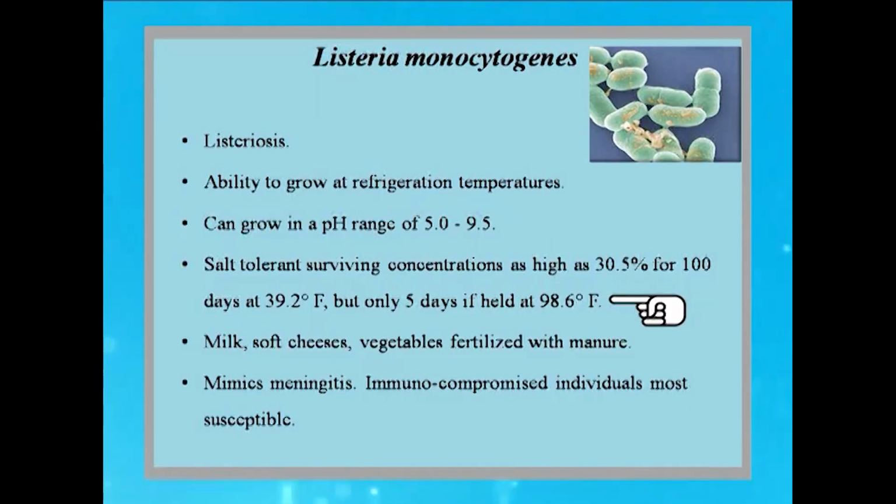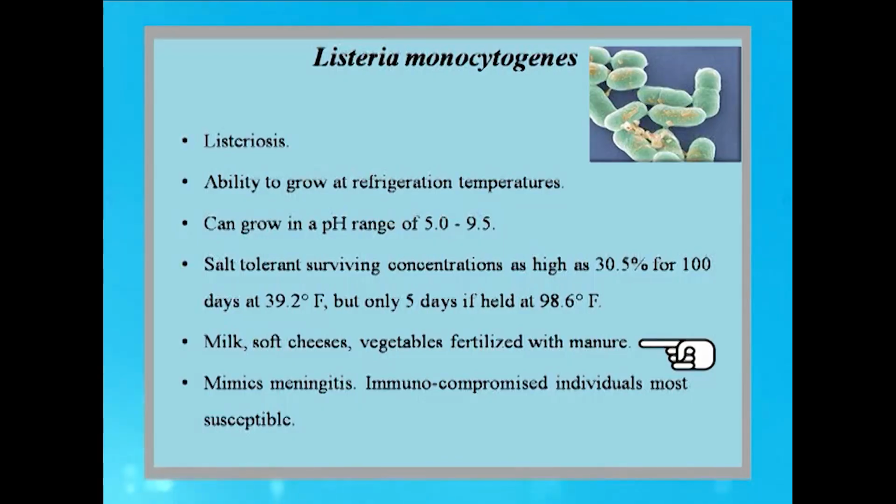For example, they can tolerate a salt percentage of 30.5% for 100 days if the temperature is 39.2 degrees, which is quite low. However, they can survive for only 5 days if they are held at 98.6 degrees. So, basically, they are susceptible to higher temperature. However, they are resistant to lower temperature. So, frozen foods are mainly contaminated with this Listeria monocytogenes. The frozen food like the milk, cheese, vegetables also.